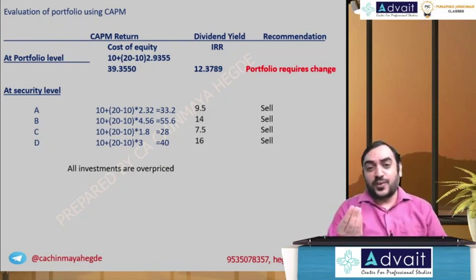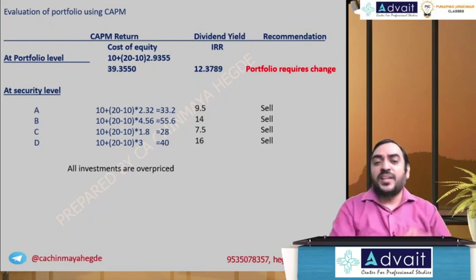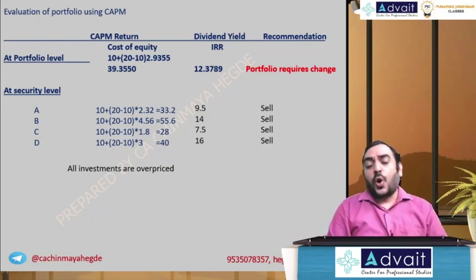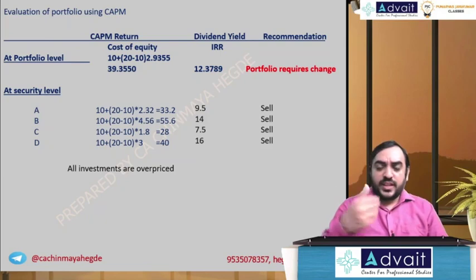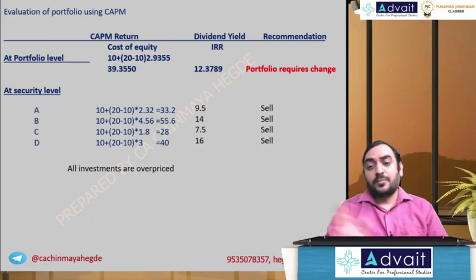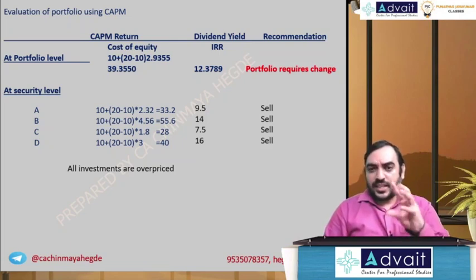At least if one or two securities are buy, you could have shifted the money there. But here, all the securities are overpriced. So it's better to exit the portfolio completely. I have two observations here, from the practical point of view and from the explanation point of view. I'll just take 2 minutes. With that, we'll complete this problem.